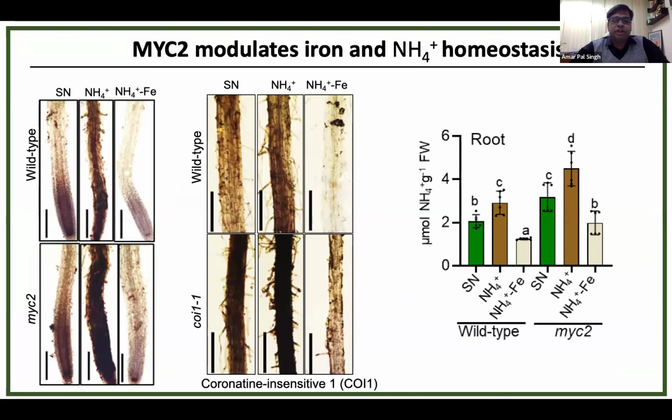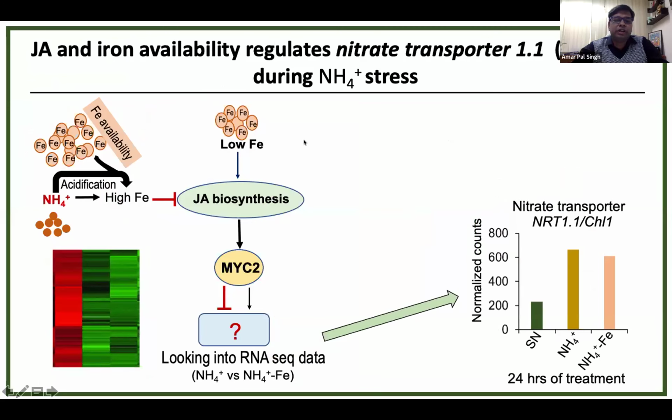Is it regulating the iron content and ammonium content? Indeed, in the MYC2 mutant, we can see a higher level of iron accumulation. And not only in MYC2, the loss of function mutant of COI1, that is the JA receptor, also accumulated higher iron content. And indeed, this iron accumulation is associated with higher ammonium content under similar conditions. So from here we can say that ammonium leads to acidification of the rhizosphere, which leads to increased iron availability to the plant, which in turn suppresses JA biosynthesis, and once JA biosynthesis is suppressed, MYC2 is suppressed.